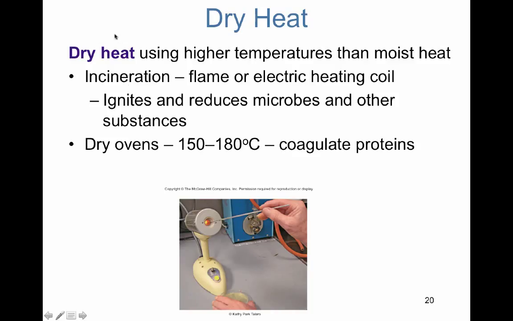Now, dry heat, as we covered earlier, is not as effective as moist heat, and incineration is a method of using dry heat. So this would be utilizing a flame or electric heating coil, and through incineration you will reduce the number of microbes and other substances. Also, dry ovens can utilize this concept of dry heat, 150 to 180 degrees Celsius, which will cause the denaturation and coagulation of proteins.